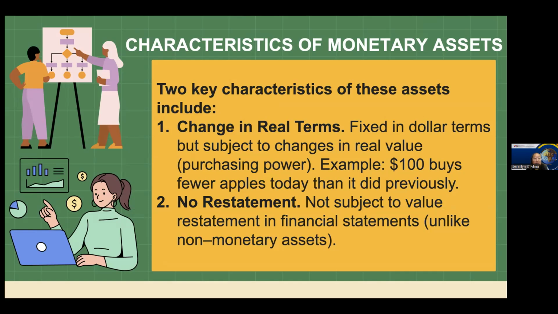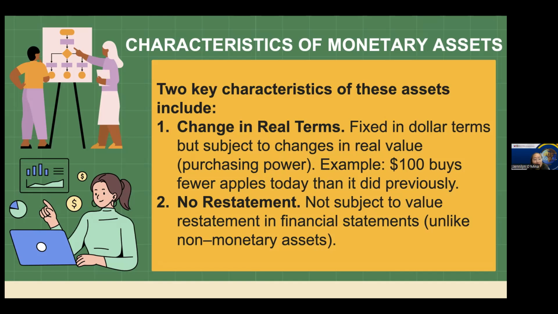If you have 1,000 pesos and a kilo of rice costs 50 pesos, you can buy 20 kilos today. But if the price rises to 60 pesos per kilo, your 1,000 will only buy 16.67 kilos, meaning your purchasing power has decreased. Another is no changes in financial statements, unlike land or buildings whose values may increase or decrease. Monetary assets like cash and bank deposits stay the same in peso terms in financial records.